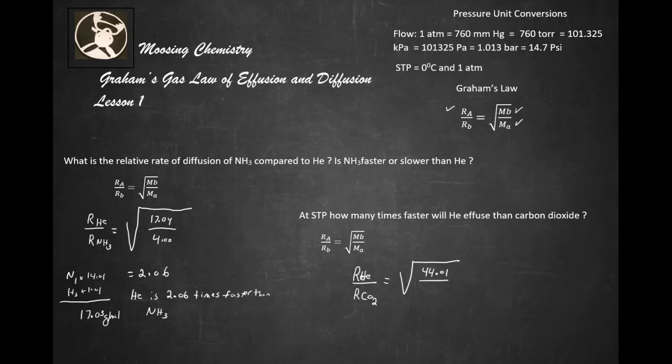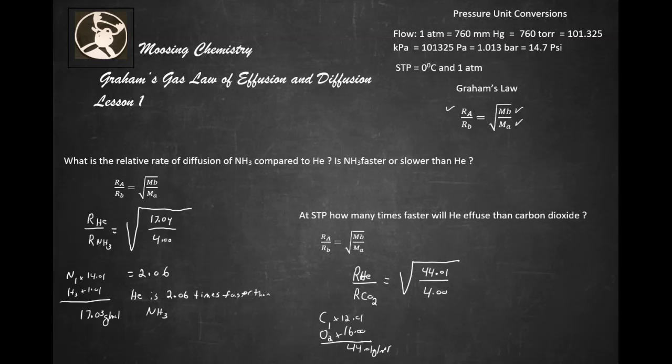I'll show you how to get that 44.01, because people like to know that. I think that's a fair thing to do. To get carbon dioxide, you go 1 times 12.01, and then oxygen is 2 times 16.00, and this gives you 44.01 grams per mole. Just wanted to show you where that came from.